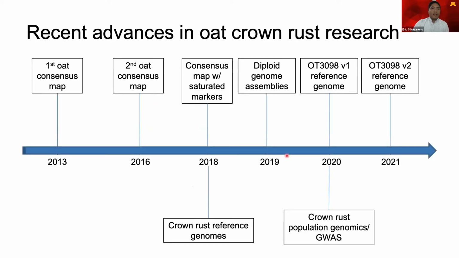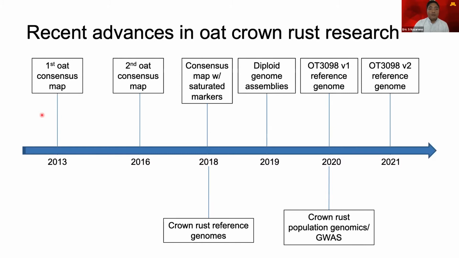Now we move to the good things. These are the recent advances in oat crown rust research in the past decade or so. In 2013, the first oat consensus map was released. It was followed by the second oat consensus map in 2016, and that was saturated with more markers in 2018. And in 2019, the first diploid genome assemblies were released, and last year and this year, versions 1 and 2 of the OT3098 genome were released, including transcriptome assemblies.